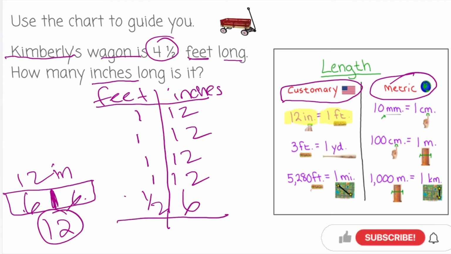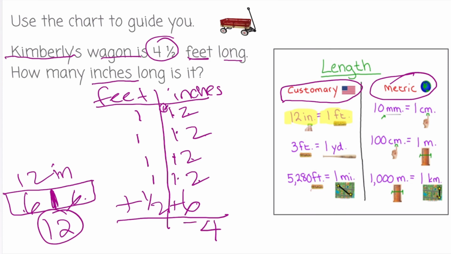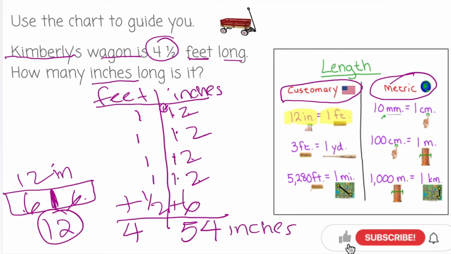So now that we've figured that part out, we can add them all together. Keep the ones under the ones and the tens under the tens. So 6 plus 2 is 8, 10, 12, 14. 4, I'm going to take the 1 over to the tens because the value is actually 10. And now it's going to be 1, 2, 3, 4, 5, which is 54 inches. So 4.5 feet long is the same as having 54 inches.